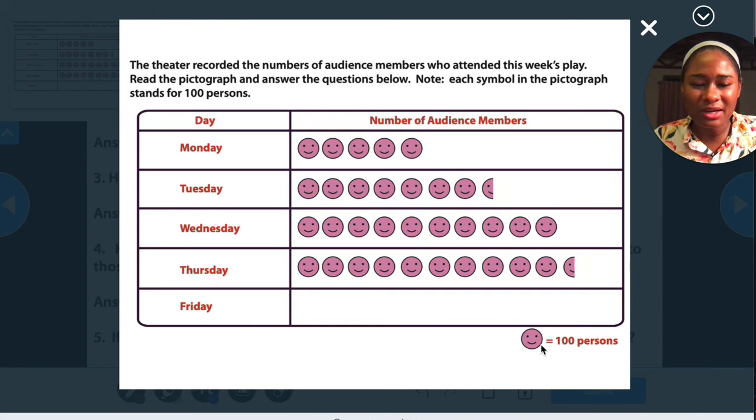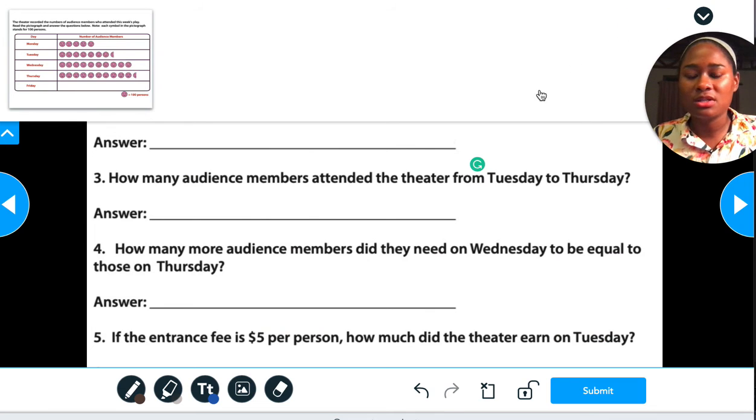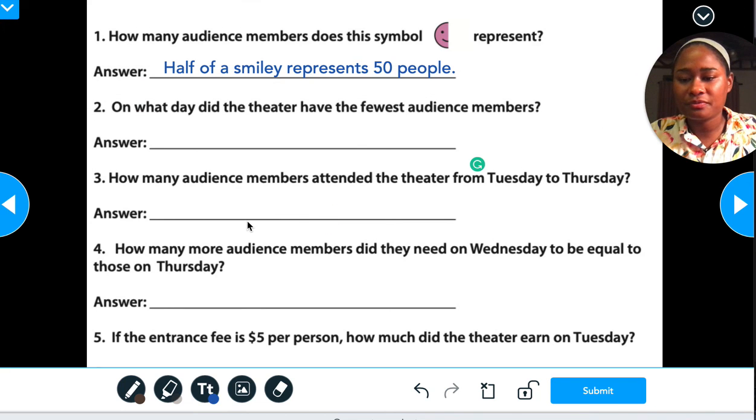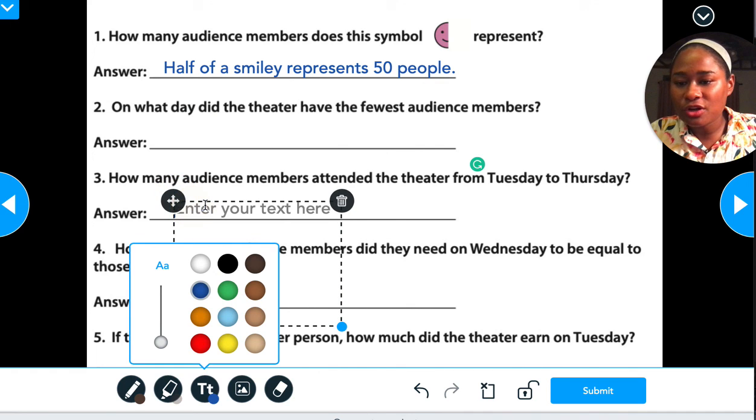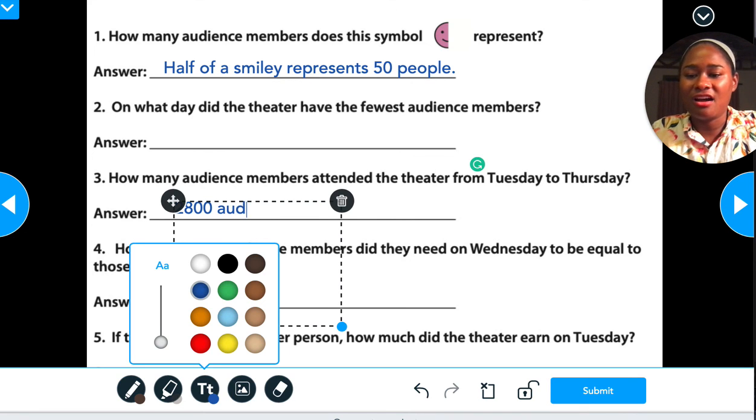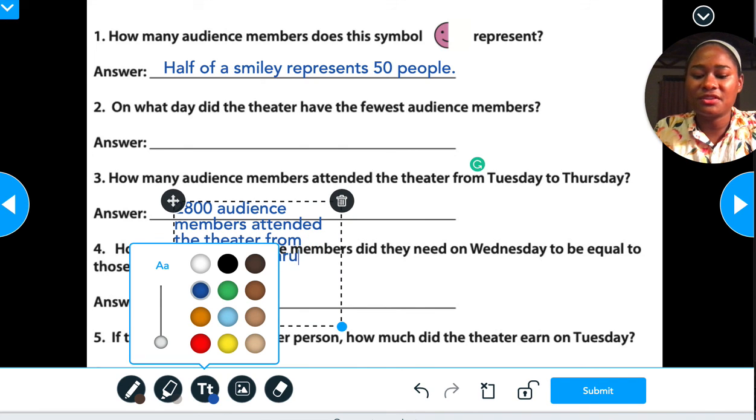But I know that each smiley face represents 100 people. So I can just multiply those numbers. We haven't gotten to multiplication yet, so a quick trick, and I'll show you this, and we won't have problems this tough on the test. But a quick trick we can do is I'll take 28 and I'll just put 2 zeros on the end. So 2,800 audience members attended the theater from Tuesday to Thursday.